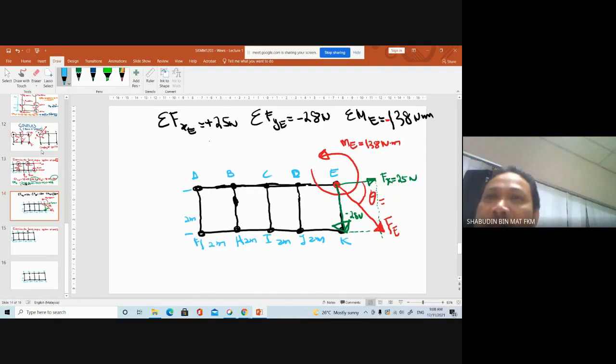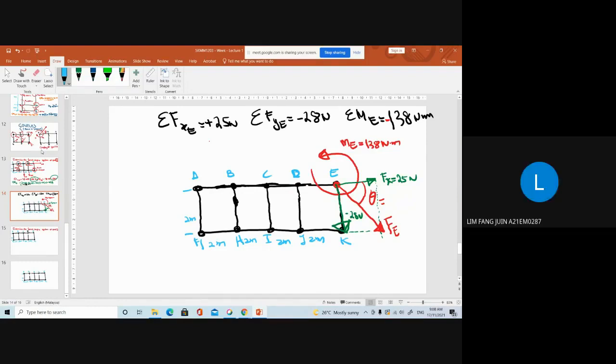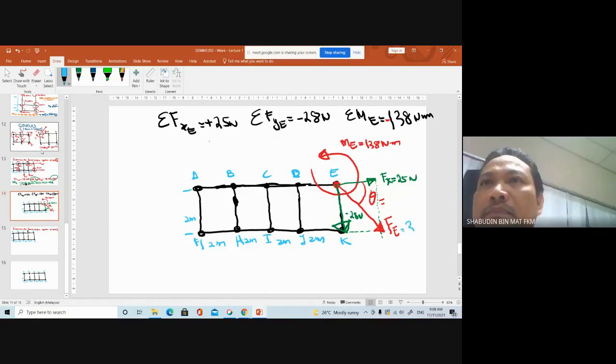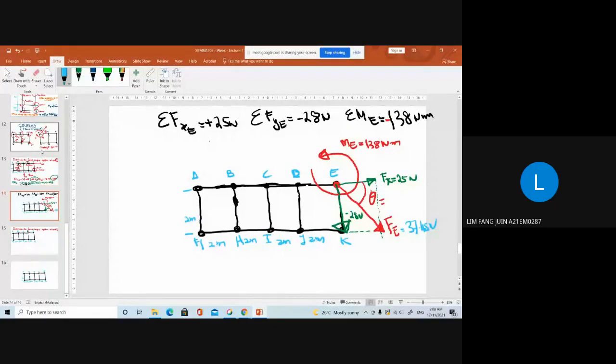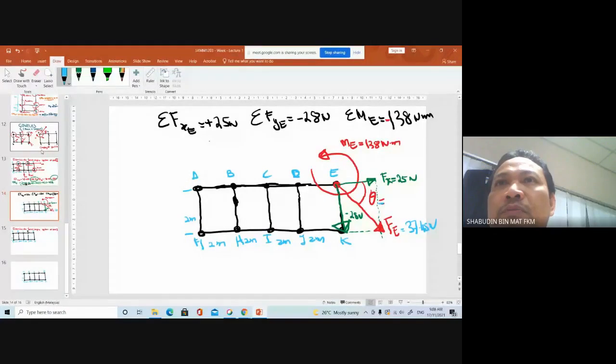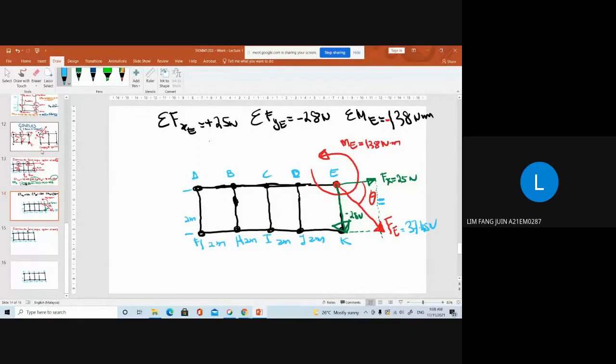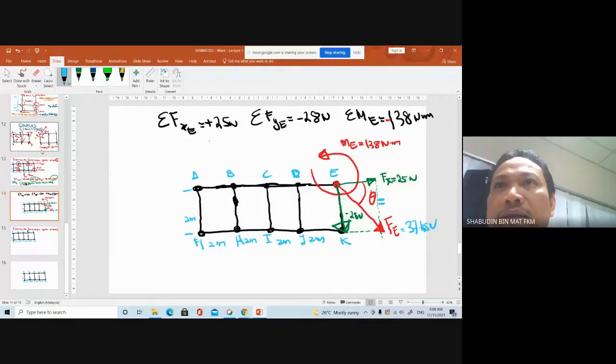Tell me what is the FE then? 37.54 Newton. And theta is what? Negative 48.24. You shouldn't put negative there. Theta is an absolute value, 48.24 degrees. Degrees, not Newton.